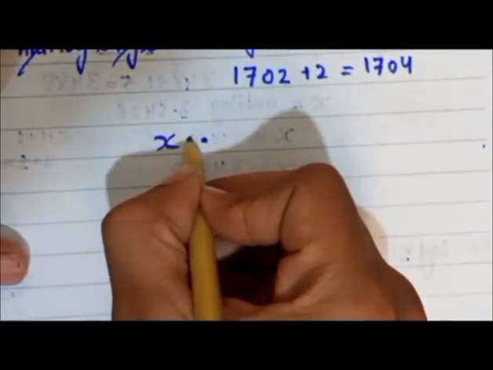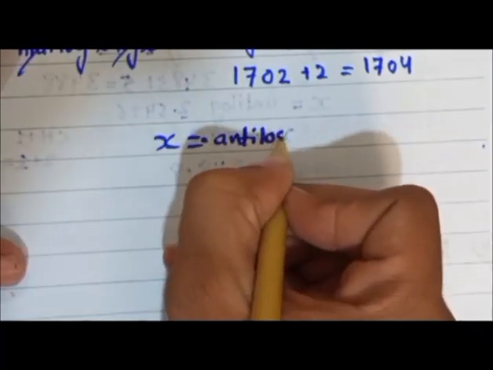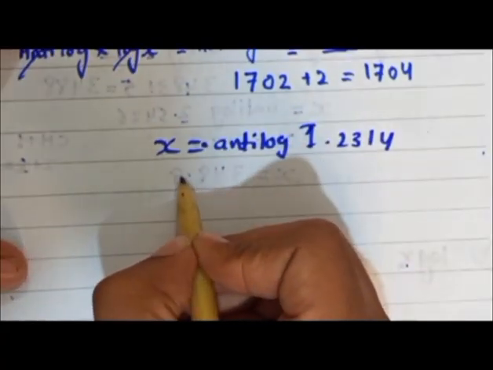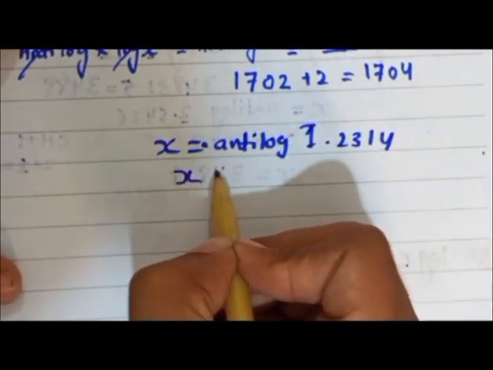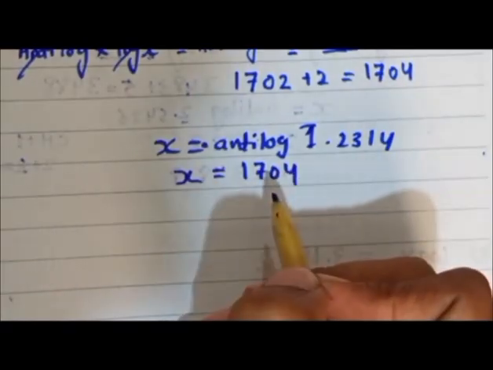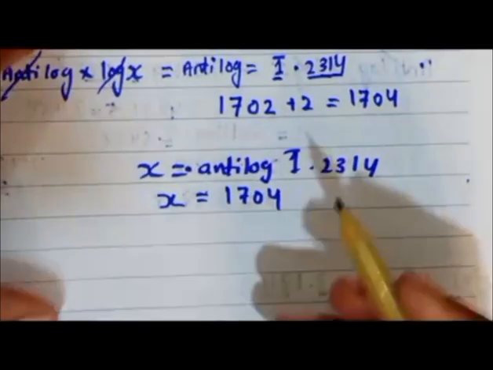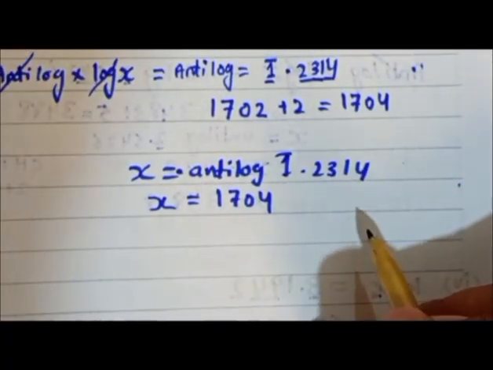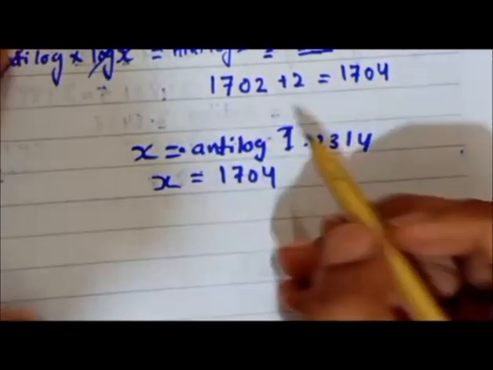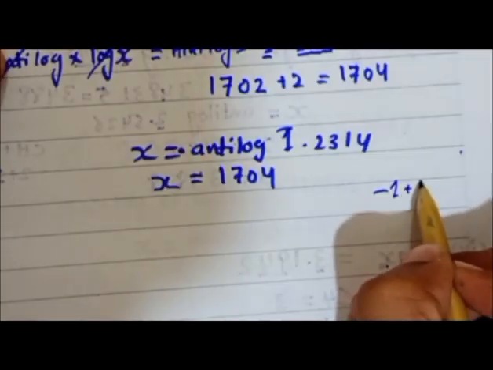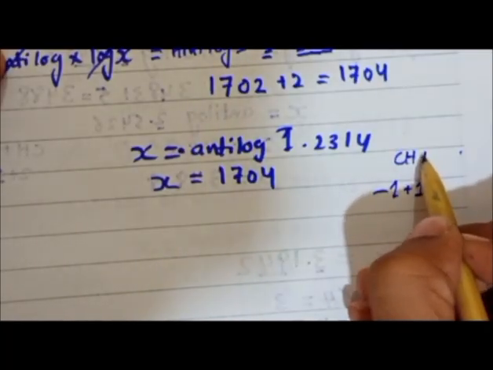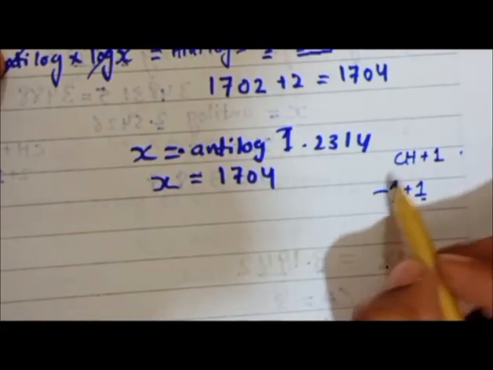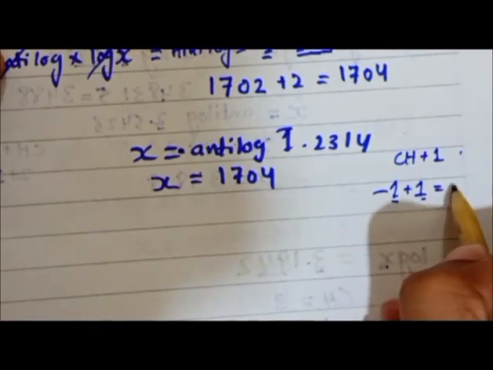So x is equal to anti-log of minus 1.2314. The value of x is 1704. So see here, now I am supposed to add the decimal point. So for that I am supposed to see the characteristic. So my characteristic is minus. I will add this minus 1 with plus 1. As I told you, the formula of characteristic is characteristic plus 1. So my characteristic is minus 1 plus 1. So this will be minus 1 plus 1 is equal to 0.